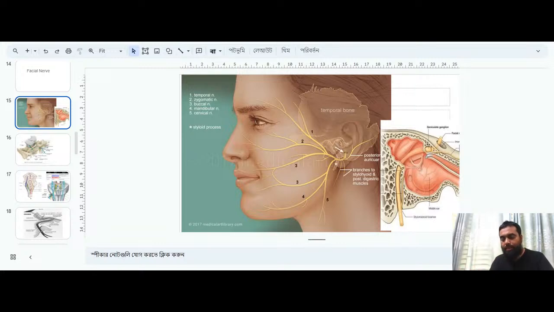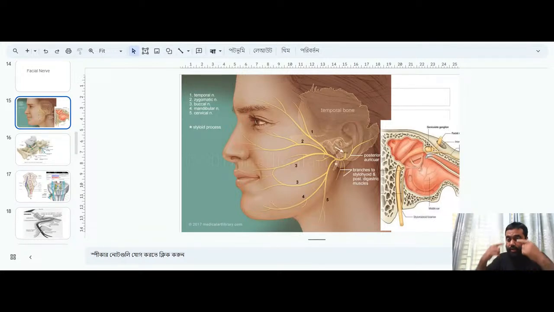roll number 20. Roll number 20, are you present here? If here, please write yes. Roll number 20. Then I will ask roll number 19. 20, then 19. Same question to the two people.